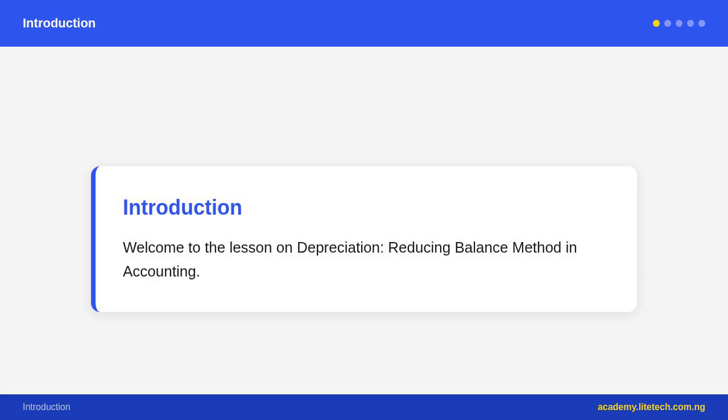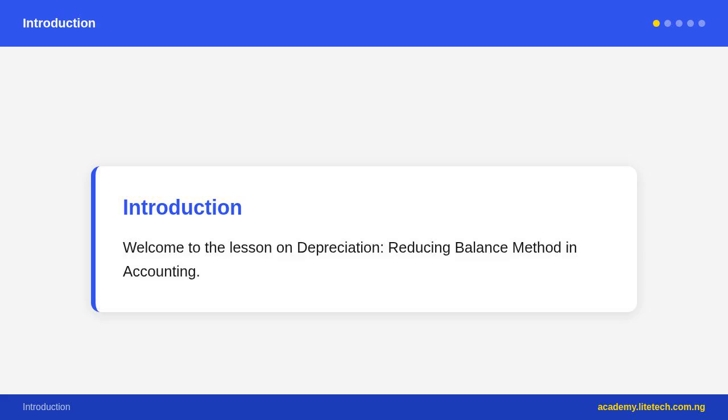The reducing balance method. Under this method, depreciation is calculated as a fixed percentage of the net book value, also called the written down value or carrying value, at the start of each year. Because the net book value falls each year, the depreciation charge also falls each year, hence the name reducing balance. Formula: depreciation for the year equals net book value at the beginning of the year x rate %. Net book value equals cost price minus total accumulated depreciation to date.